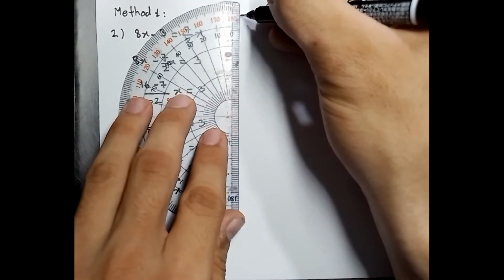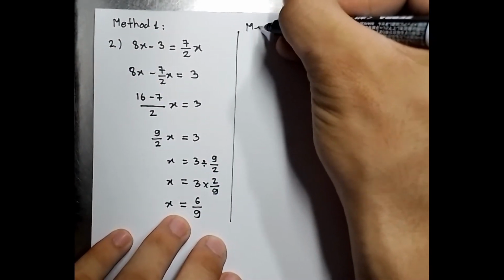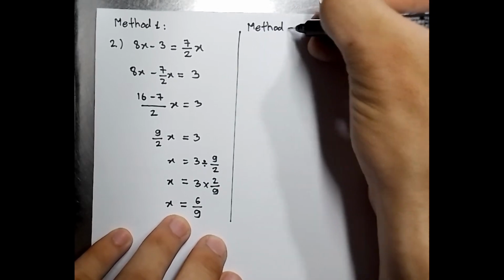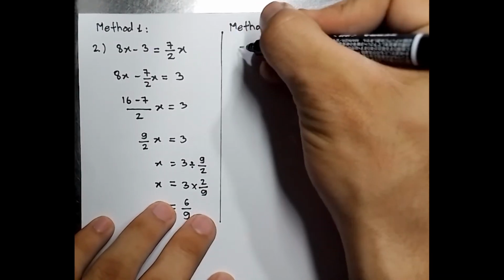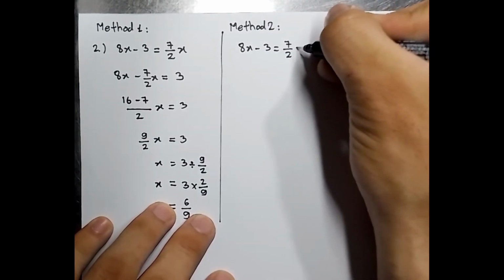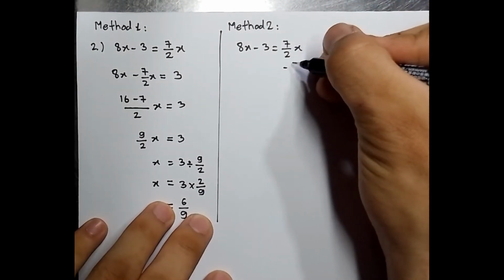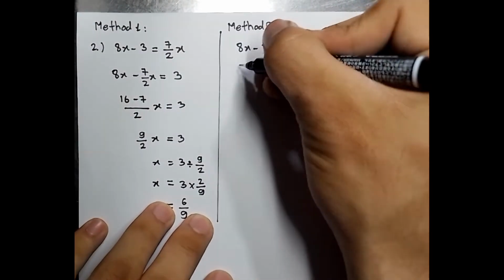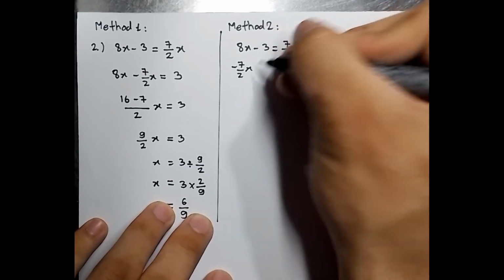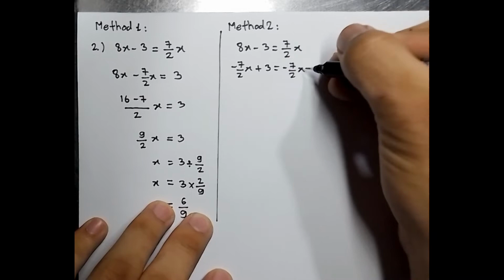The second method is pretty similar to the first method as I already explained, except for the beginning part of it. So we got 8x minus 3 equals 7 over 2x. Okay, deleting the number. To delete it, I must put negative 7 over 2x on both sides. And for the 3, I will put positive 3 on both sides. Don't forget the equal signs.